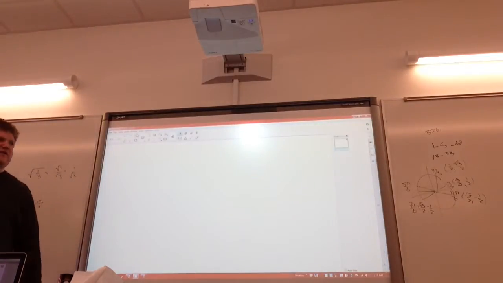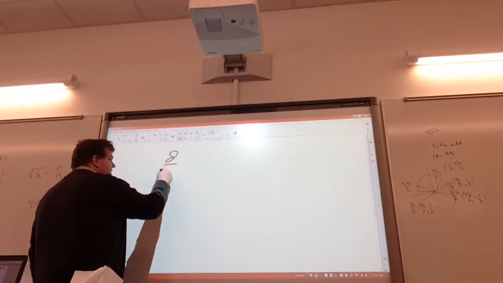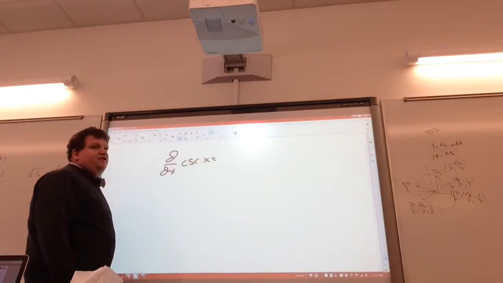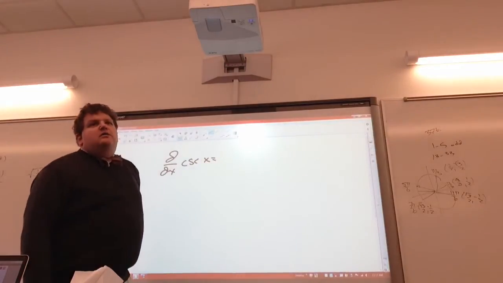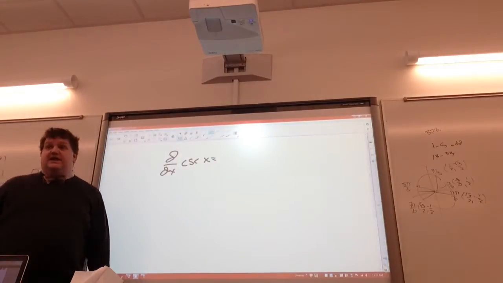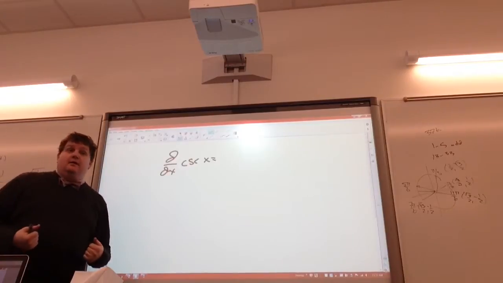So if I see, for example, what's the derivative of the cosecant of x? Straight up like this, I should immediately just automatically think to myself, negative cotangent. It's going to deal with the cosecant and the cotangent, because those always go together. Okay. Everyone got that?